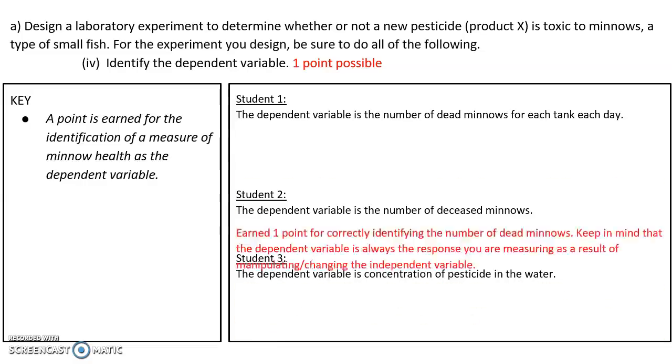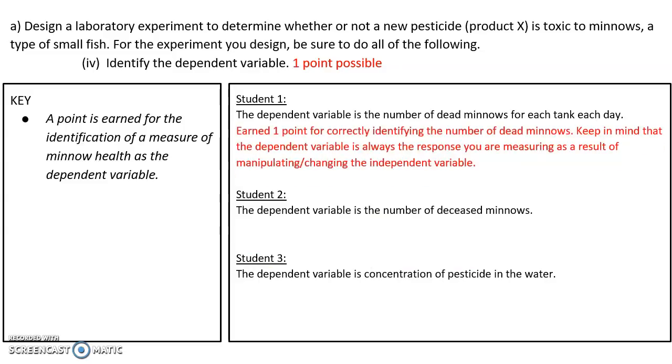All right, student 1, absolutely. Student 1 is on it. They earned a point for correctly identifying the number of dead minnows. Keep in mind that the dependent variable is always going to be the response you are measuring as a result for manipulating or changing the independent variable. And these guys even put for each day, so they were going above and beyond here. But all they want for the dependent variable is, okay, if I have this much pesticide, these are going to be that many dead minnows.